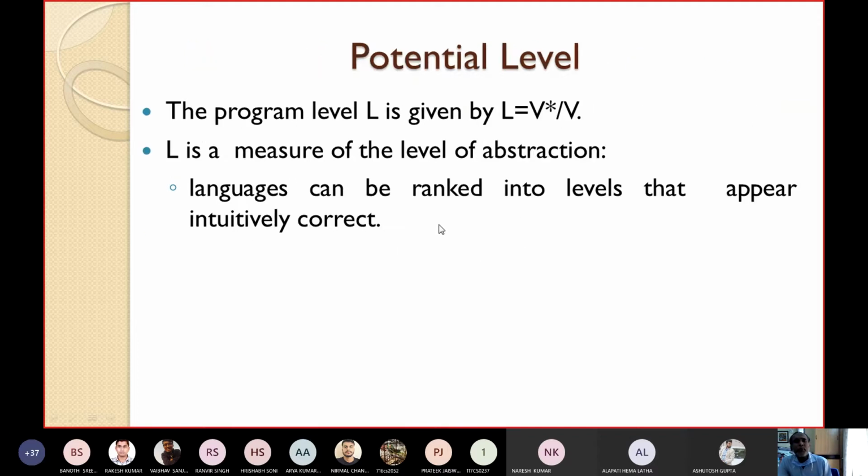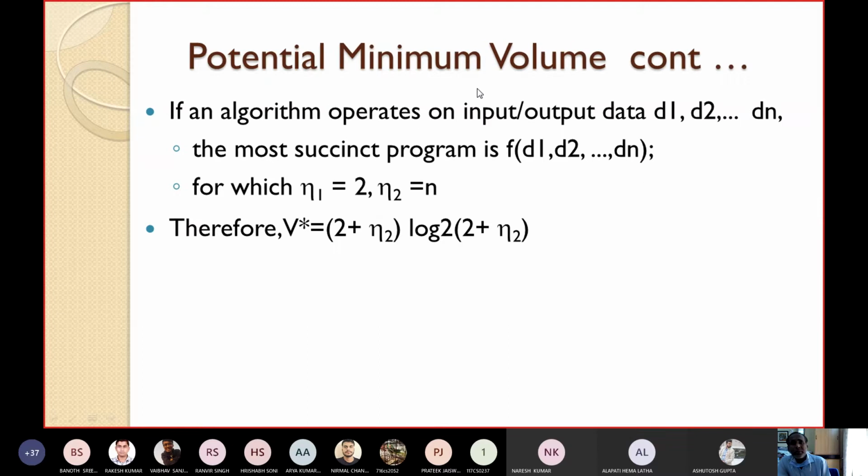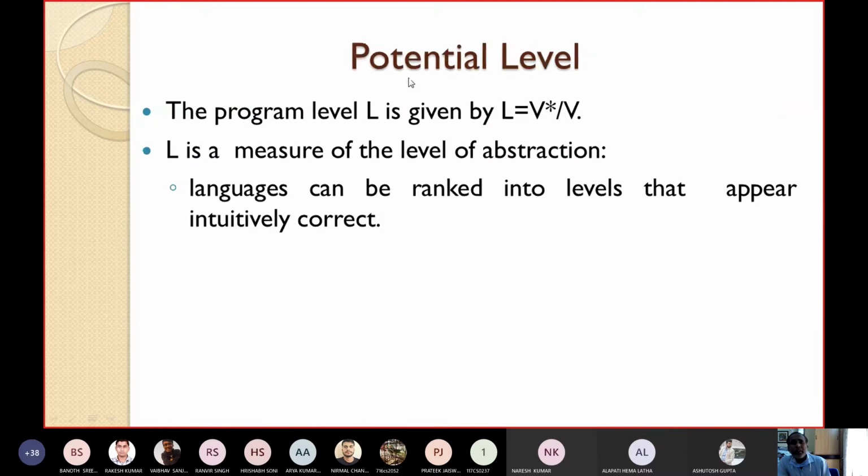The next definition we will see is called program potential level, or rather, I think it should be program level, not potential level. This is a copy paste mistake. This must be program level. The program level L is given by L is equal to V star by V, where V star is the potential minimum volume and V is the actual program volume.